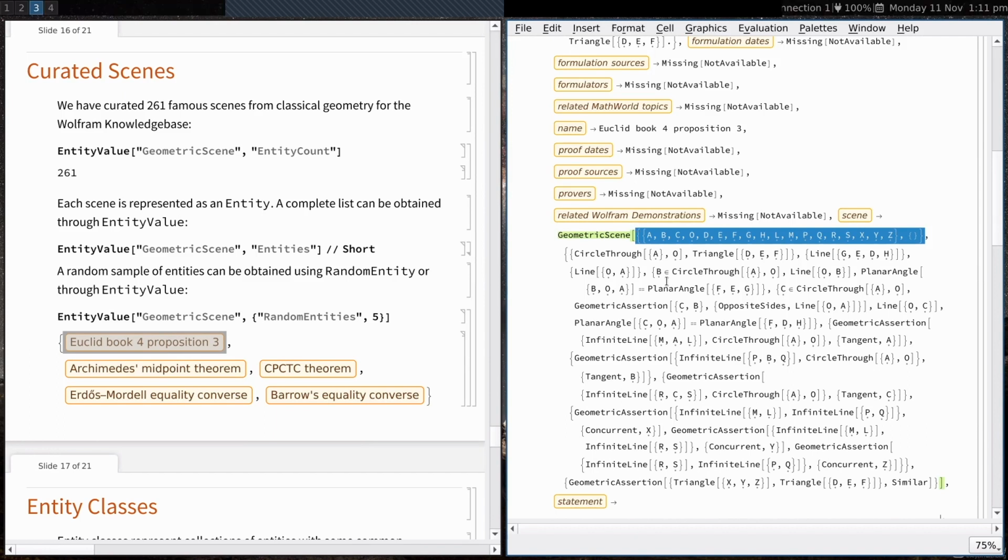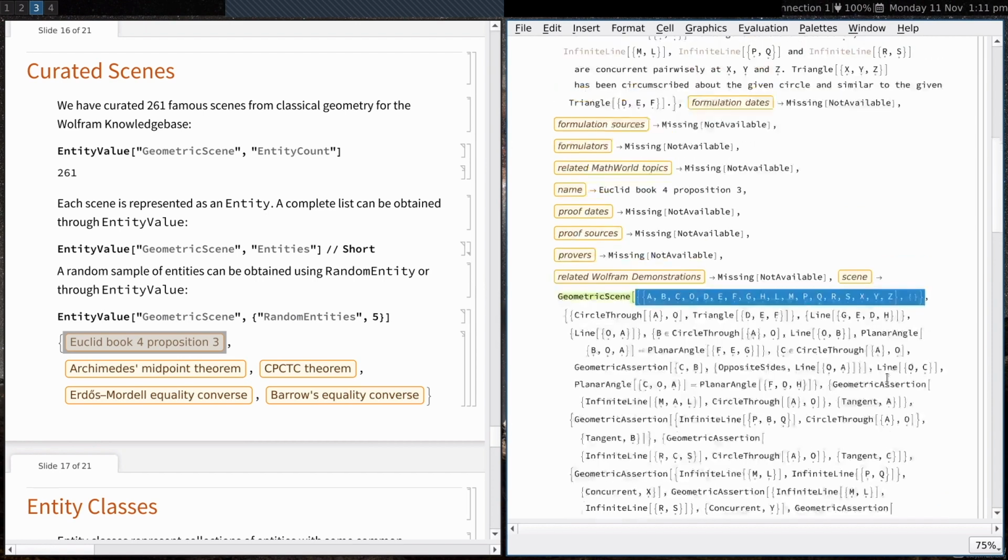Fair enough. This is the computable version of Euclid, so that's what it looks like. It's not unreadable by any means. It's really cool.